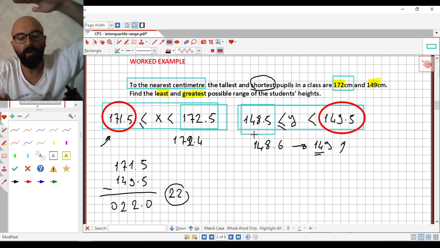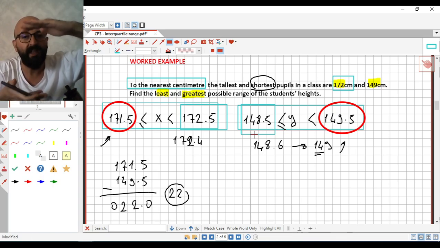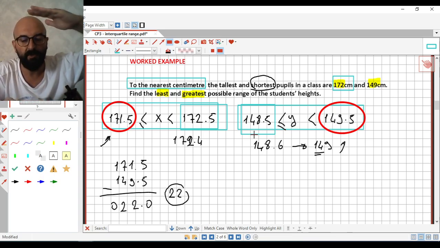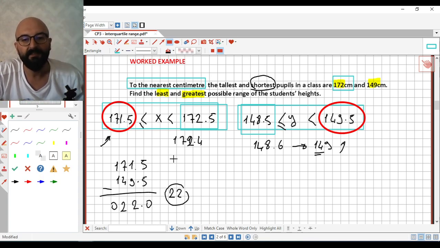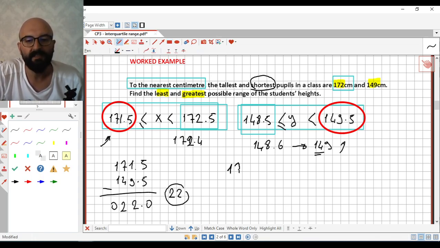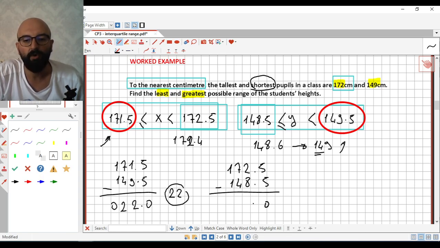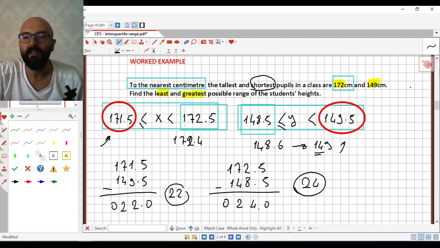So our range becomes very large, and the greatest possible range is 172.5 minus 148.5, and it becomes 24. So the greatest possible range becomes 24.